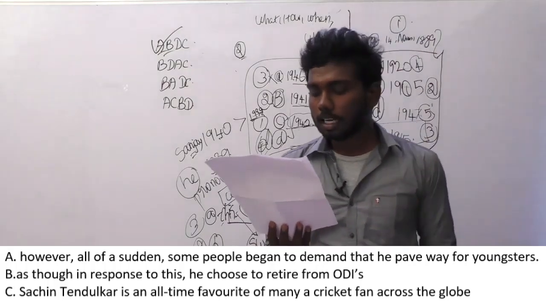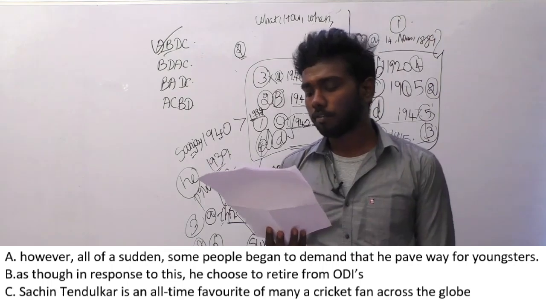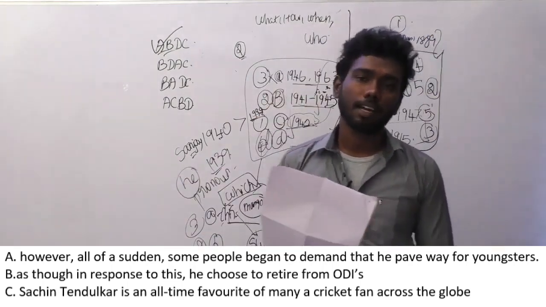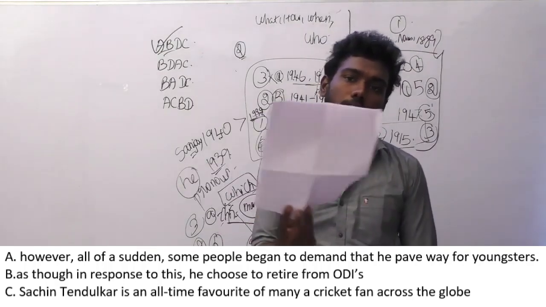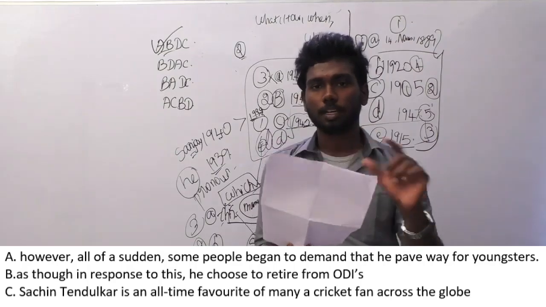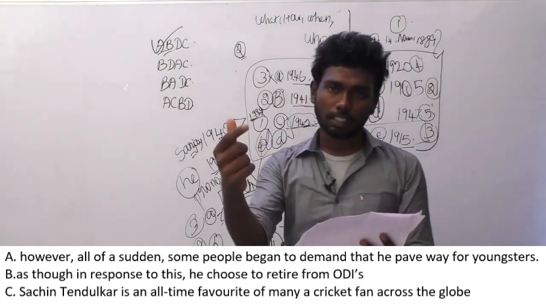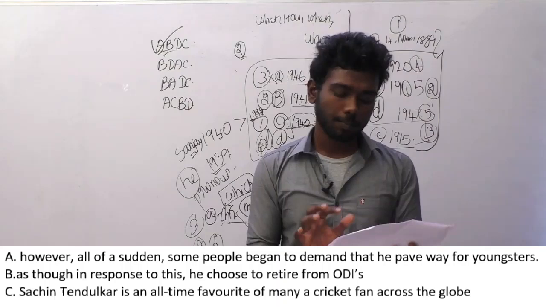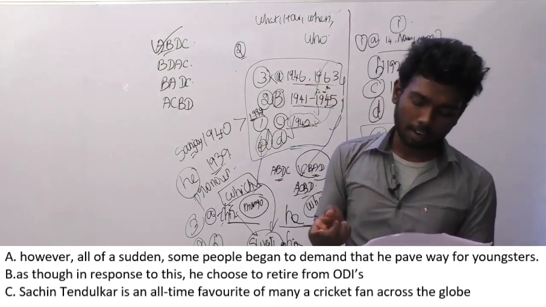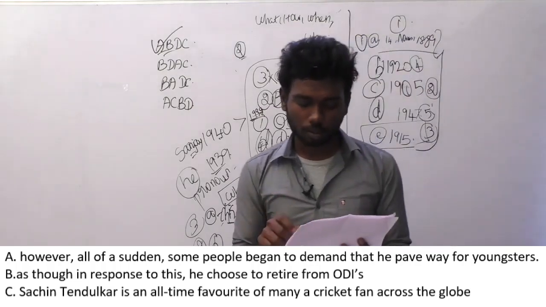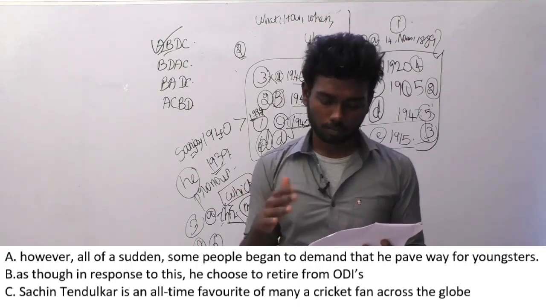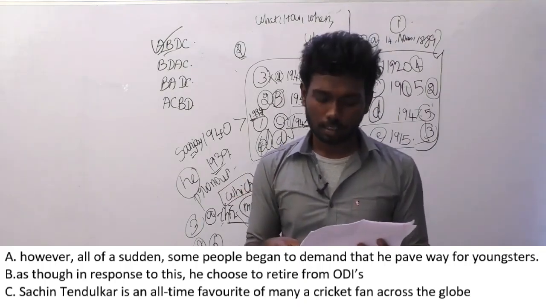The third one is, "Sachin Tendulkar is an all-time favorite of many cricket fans across the globe." So finally we have got the noun here, the answer for the question who. Sachin Tendulkar is the main subject being talked about here. So the first option will be option C: Sachin Tendulkar is an all-time favorite of many cricket fans across the globe. And there is a connector there: however, all of a sudden.